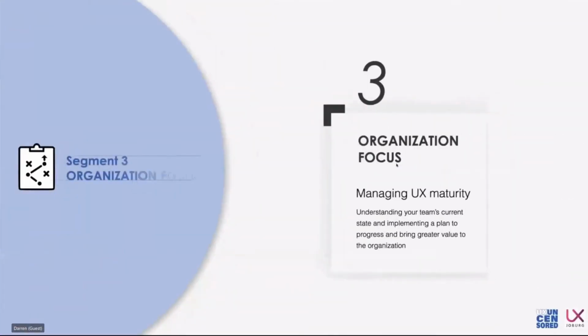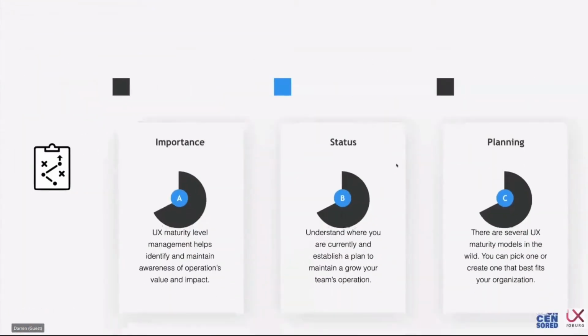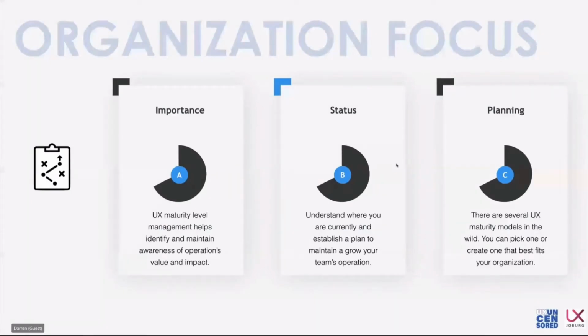The third and final segment of my model is the organization focus. This is where you're looking strictly at UX maturity. This is something you purposely have to engage in on a regular level, because it will not manage itself. You have to be hands-on to manage your UX maturity level. So again, importance, status, and planning.